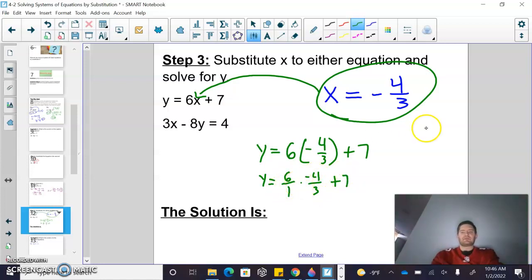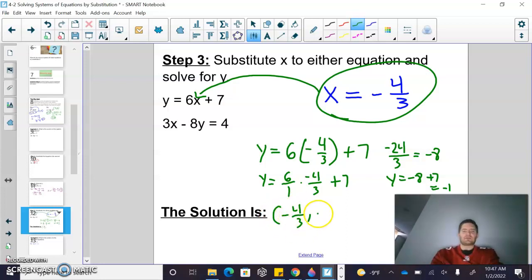So 6 times negative 4 is negative 24. 1 times 3 is 3. So negative 24 divided by 3 is going to be negative 8. Then we have y equal to negative 8 plus 7, which is just negative 1. So our solution is (negative 4/3, negative 1).